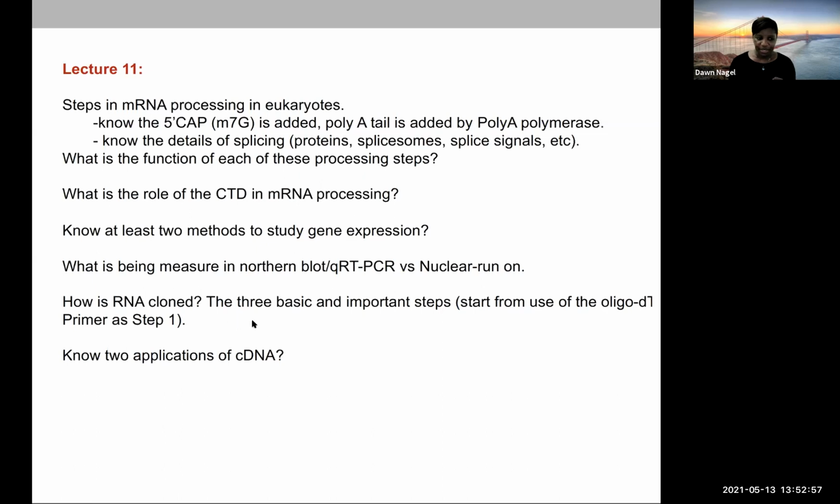And this is really the last step, which I had hoped to get through. So I'm probably not going to particularly ask about the basic and important steps in making a cDNA, since we didn't get to it. It could be an extra credit question. If you feel comfortable with it, you answer it. If not, you don't. But that's where we're going to stop.